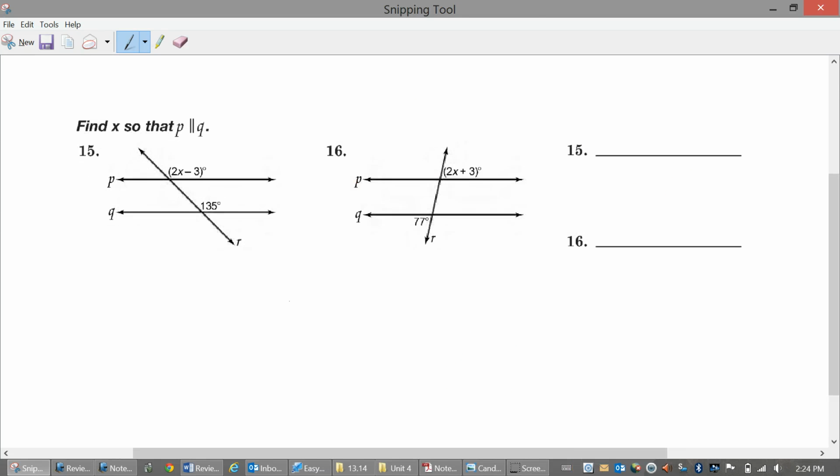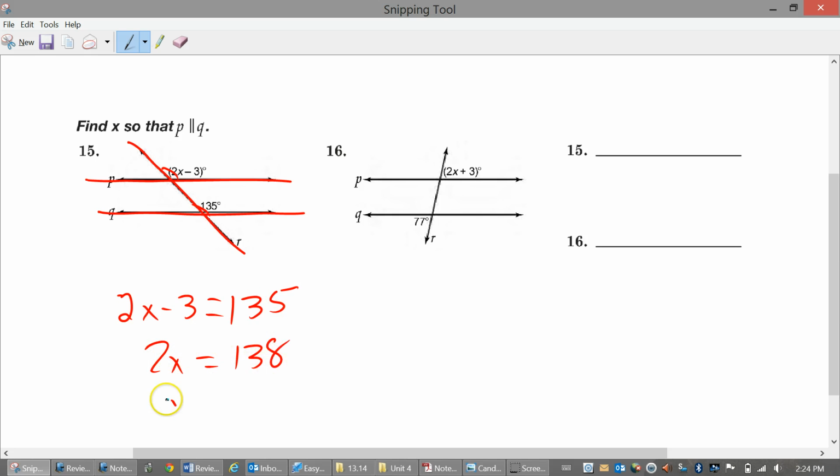3, go. Here we go. Find the measure of x so that those are parallel. So there's our parallel lines. These two are corresponding angles. Since those two are corresponding angles, they're equal. So we set them equal to each other and then solve for x. That make sense? 60. Okay.